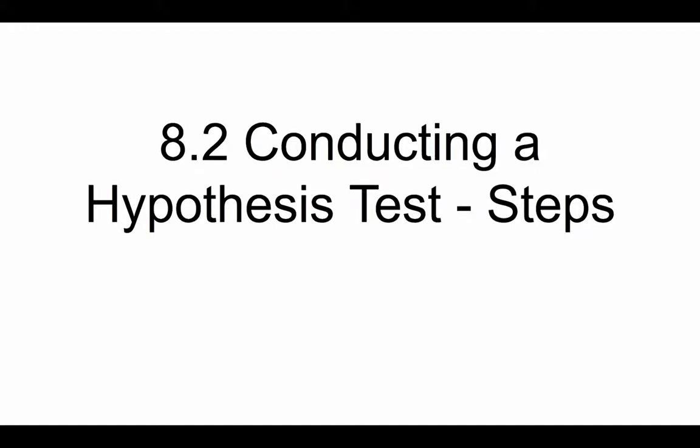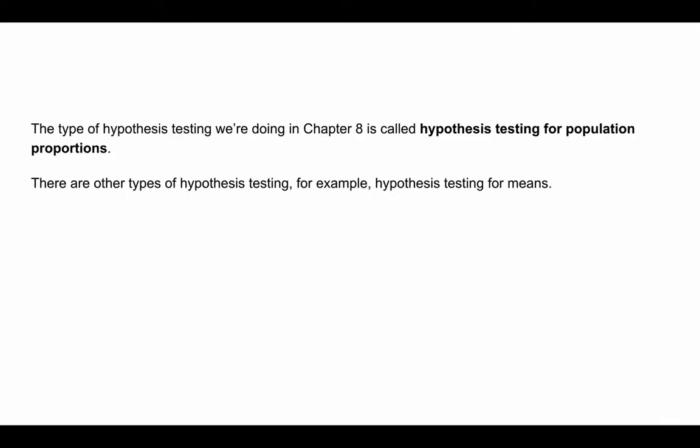Conducting a hypothesis test, steps. The type of hypothesis testing we're doing in Chapter 8 is called hypothesis testing for population proportions. There are other kinds of hypothesis testing, for example, hypothesis testing for means. So if you want to look up how to do this online, like Google it or something, you should look up hypothesis testing for population proportions.